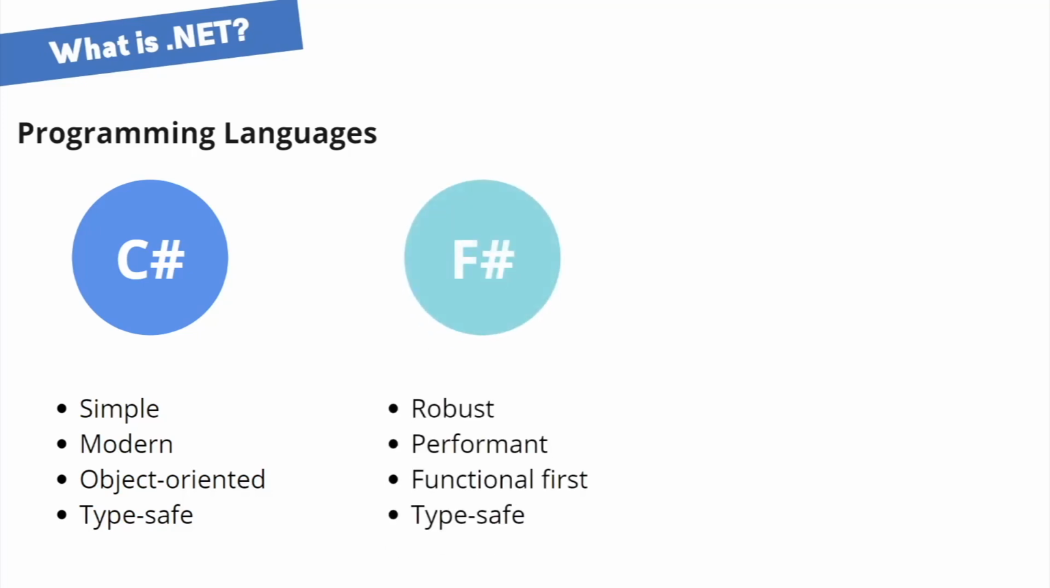F# is a functional-first programming language that runs on the .NET platform. It is gaining more and more popularity, especially among experienced .NET developers.